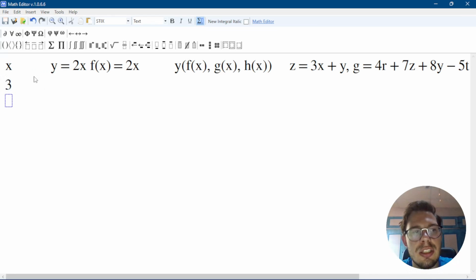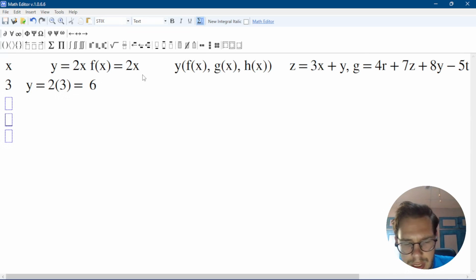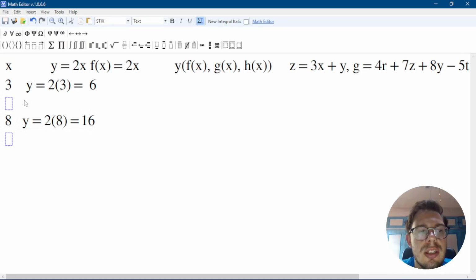Then we can say, well, y is equal to 2 times 3, because we have x is equal to 3 and we have y is equal to 2x. So you just substitute the 3 into x's place, and we get y is equal to 6. And similarly, let's say x is equal to 8. Then y is equal to 2 times 8. If you give me x is equal to 8, I can say, well, then y will be equal to 16.